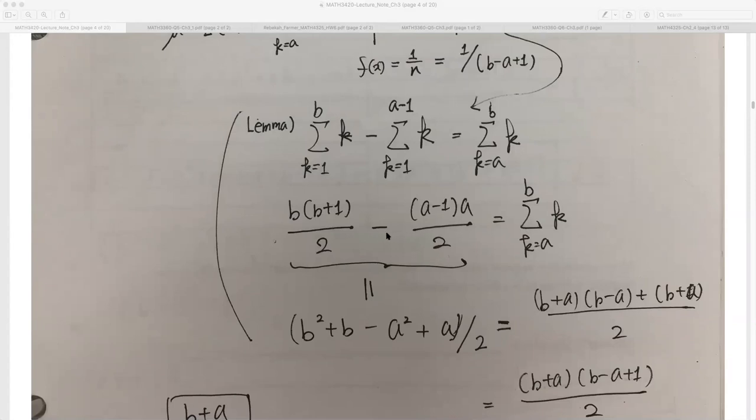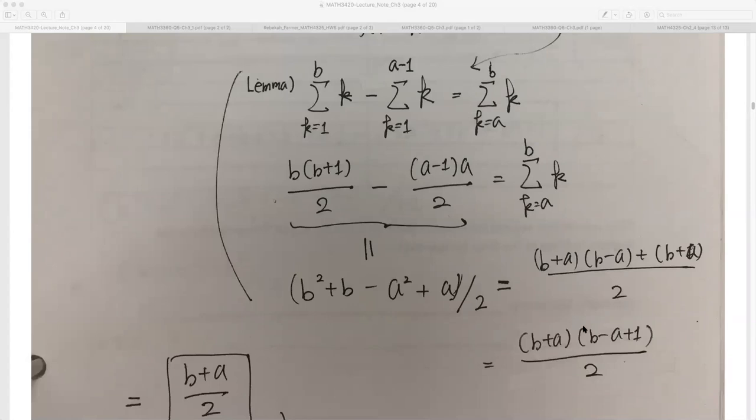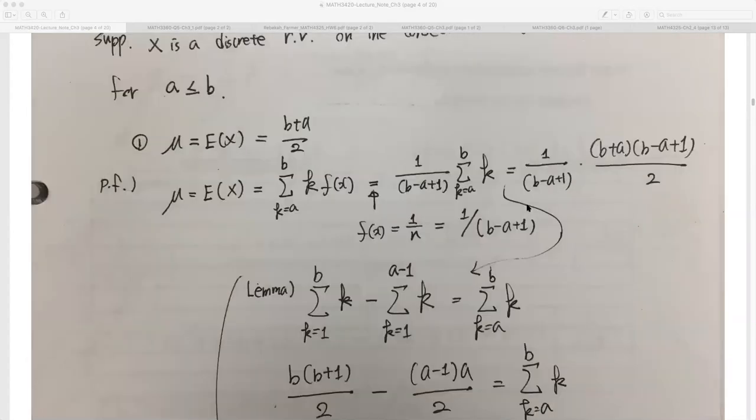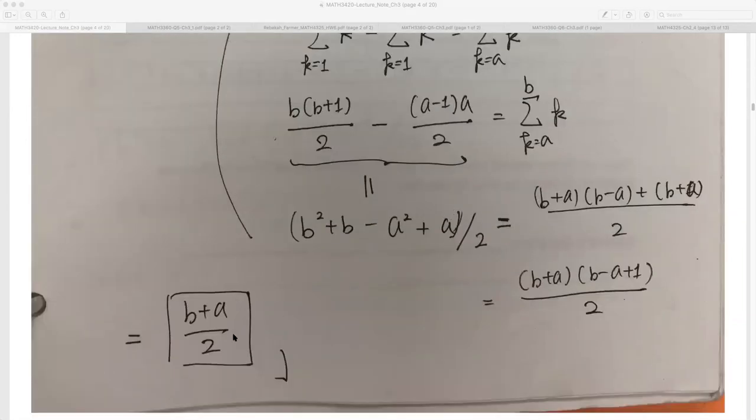Making a difference between two fractions, we finally get (b plus a) times (b minus a plus 1) over 2. So back to here, multiplying this one, you see that b minus a plus 1 is a common factor here and here. Canceling them out, we get (b plus a) over 2.